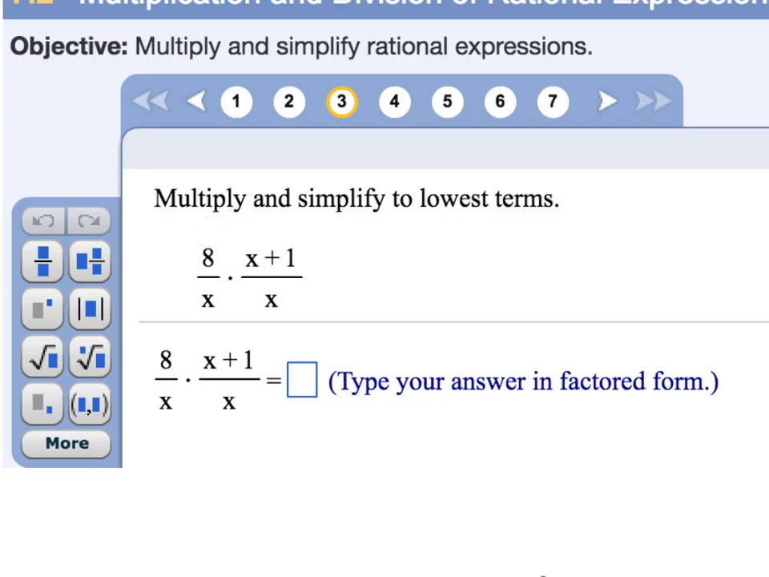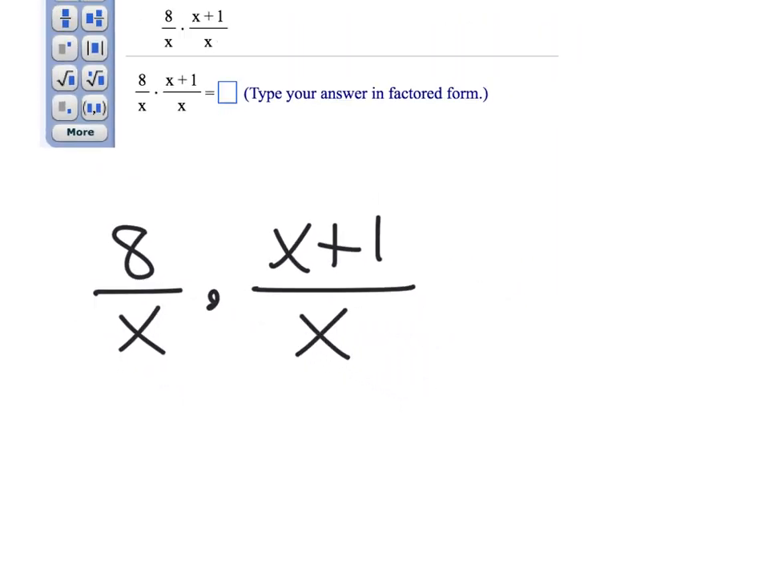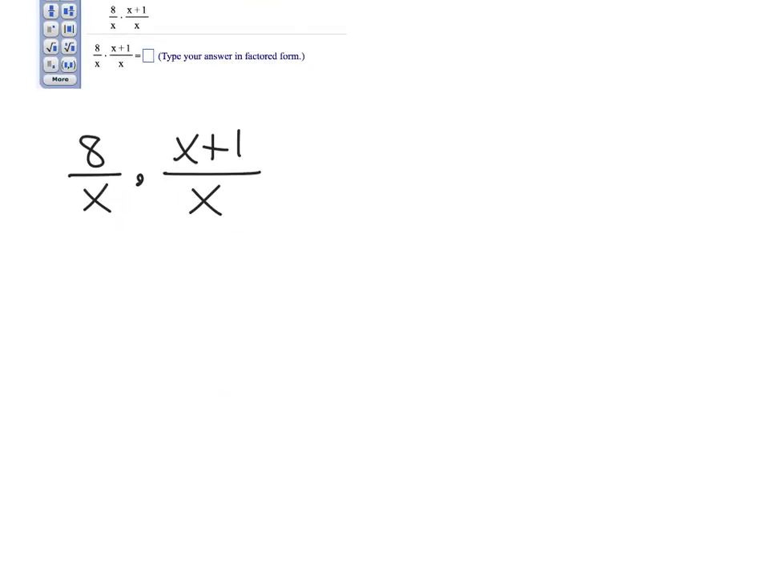All right, so here it says multiply and simplify to the lowest terms. First, let's copy down the problem. There's the problem. And what we're going to do is first see if anything cancels. This is an 8, and this is an x plus 1, and down here we have x and x. Nothing cancels. We don't have any factors in the top that match the factors in the bottom. So that means we are ready to just multiply.